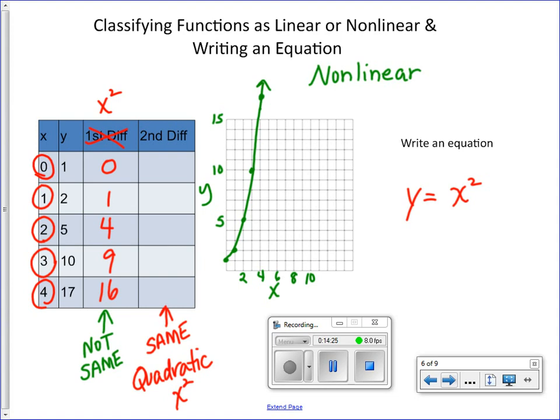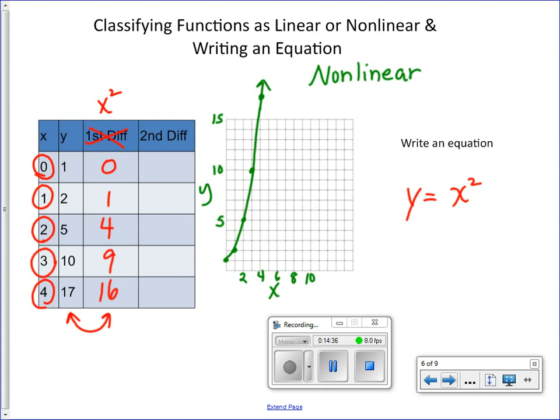Now, we want to compare this column with our y column. How do these two columns compare? Well, to get from 0 to 1, to get from 1 to 2, to get from 4 to 5, to get from 9 to 10, or from 16 to 17, it appears that I'm going to have to add 1.